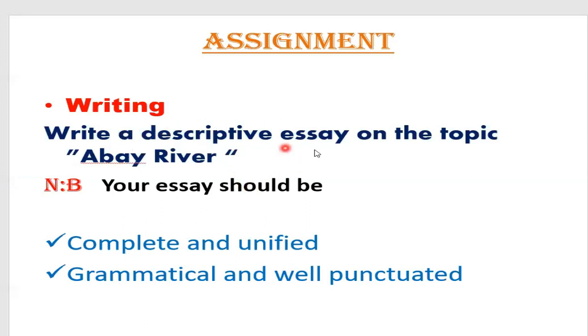You write a descriptive essay on the topic Abai River. About Abai River, you write an essay based on what you have learned before. Your essay should be complete and unified. Unified, what does it mean?